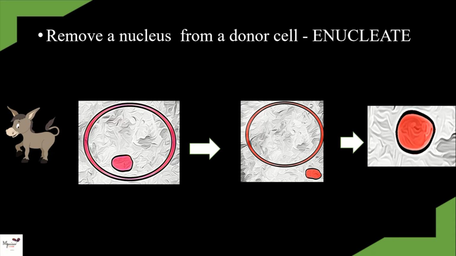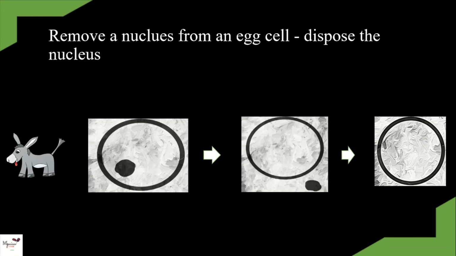All right, let's move on to the second process. Now, in the second process, you will have another organism which we named organism B, or rather donkey B. From our donkey B, we'll need an egg cell.